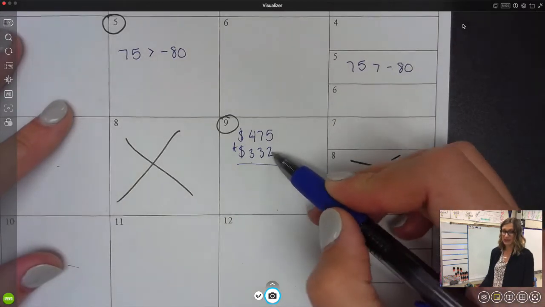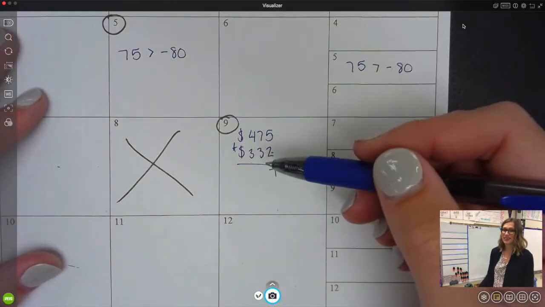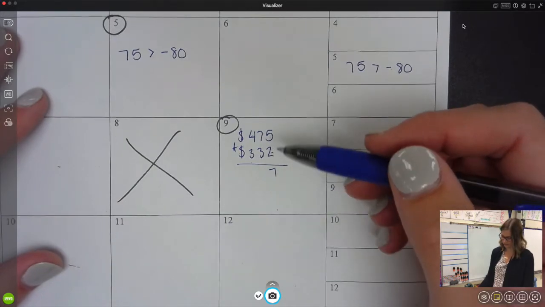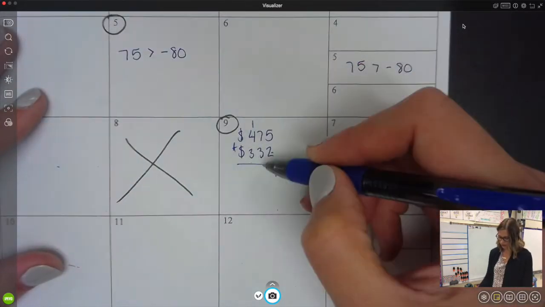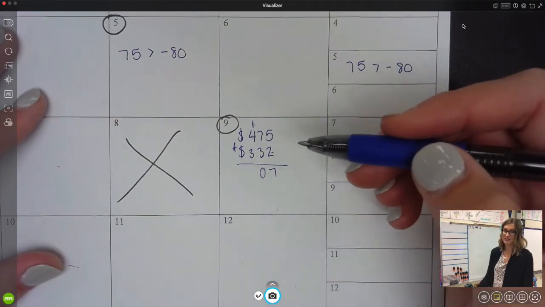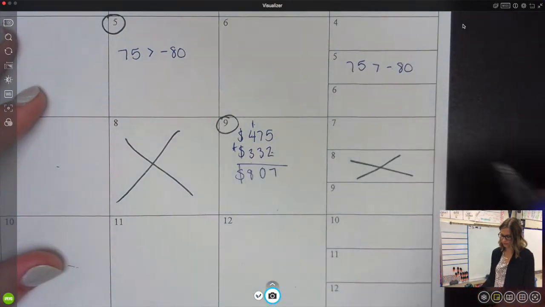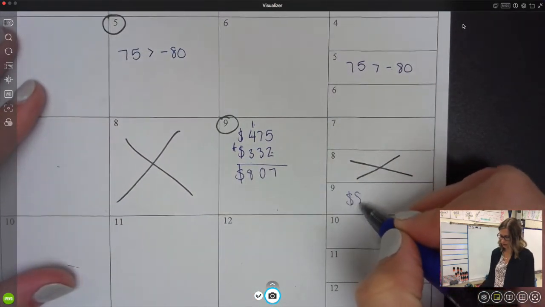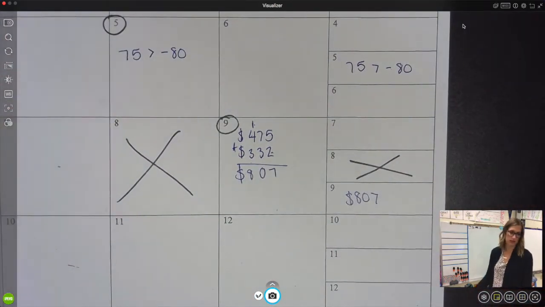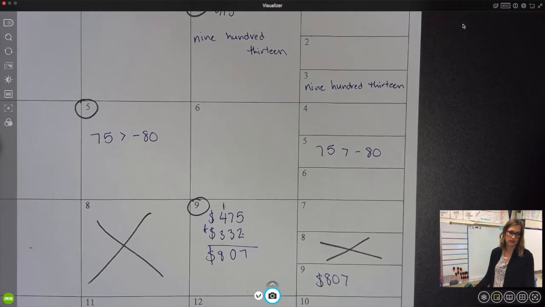5 plus 2 is 7. 7 plus 3 is, hopefully you're thinking 10. 1 goes up, 0 comes down. 1 plus 4 is 5, plus 3 more is 8. Don't forget your dollar sign. So you get $807. If you don't have those yet, go ahead and pause the video because I'm moving on to the back.